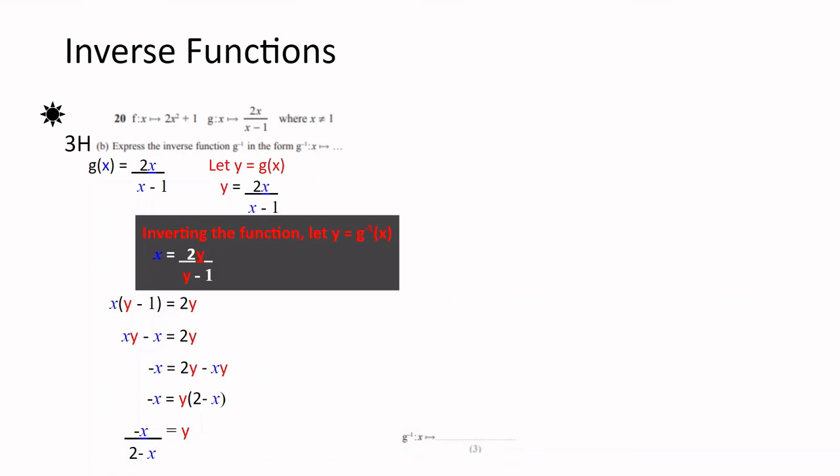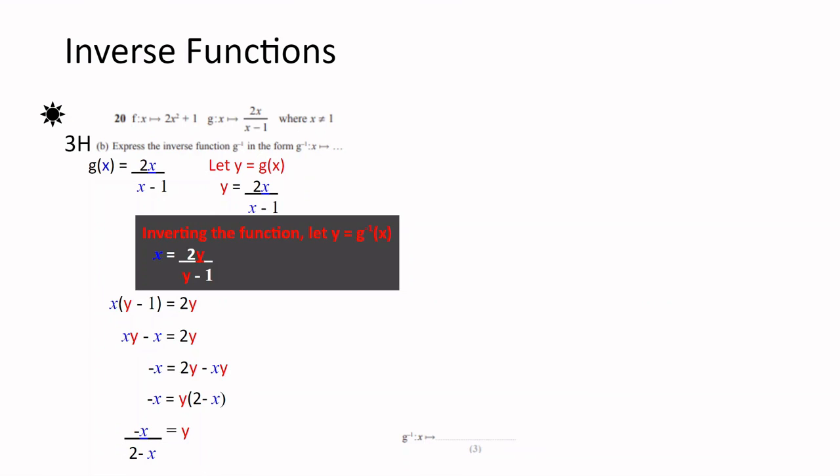And to get y on its own, I factored it out of both of these terms, and then I've left y completely on its own by taking that bracket to the other side. Y was being multiplied by 2 minus x, so now negative x is being divided by 2 minus x. So I've got my inverse function.